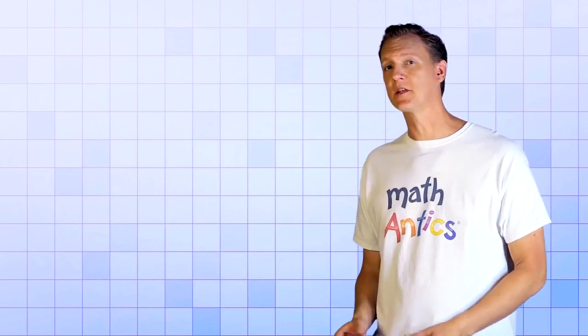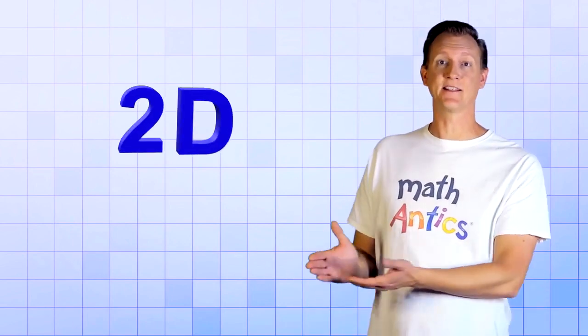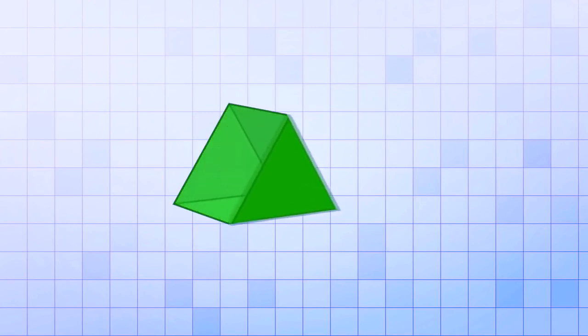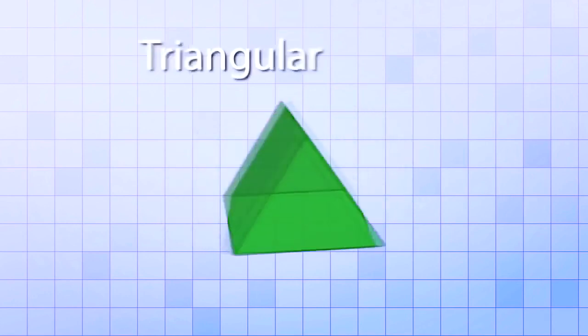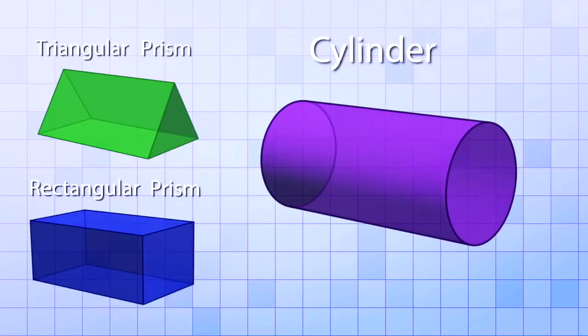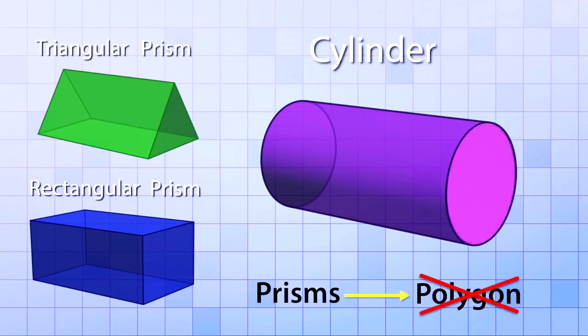A lot of 3D shapes can be formed by taking a 2D shape and then extending it along the third dimension. For example, if you start with a rectangle and then extend it along the third dimension, you get a 3D shape called a rectangular prism. If you start with a triangle and extend it, you get a triangular prism. And if you start with a circle and extend it, you get a 3D shape called a cylinder. From the others, you might have thought it should be called a circular prism. But technically, prisms are shapes that are formed by extending a polygon. And since a circle is not a polygon, the resulting shape is not called a prism.